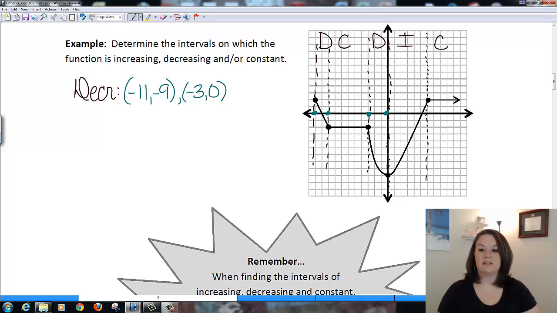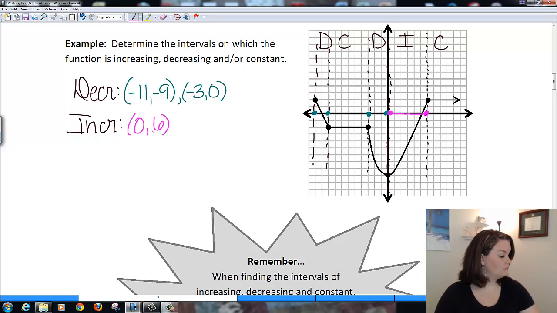Then I want to write my intervals where it's increasing. I only have one. My increasing interval is this one. It starts right here at the y-axis and goes all the way over to here. So all these x values, their y values are increasing. So that interval would be from 0 to 6, I believe. Yes. And then I want to list my interval. I don't know why my lines didn't show up here.